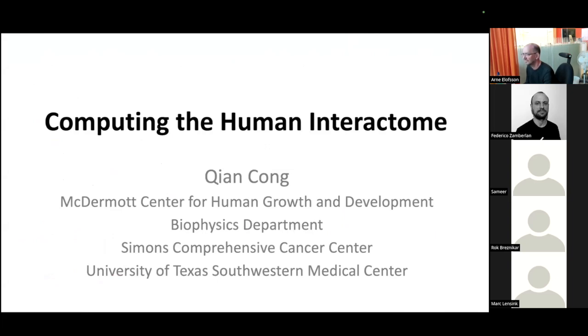This approach turned out to be very powerful, showing comparable performance to large-scale experimental protein-protein interaction screenings. Since 2020, she has started her own group, and she is an assistant professor at University of Texas Southwestern Medical Center, where she continues her journey in computational biology at large scales.